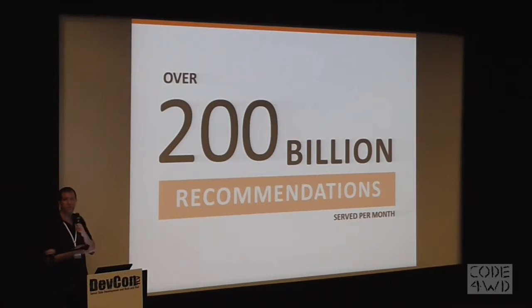But we also serve recommendations, about 200 billion every month. So based on what people click on and what they don't click on, and what they engage with or not, we can also realize what people really engage with once this bias of the editor picks is eliminated.